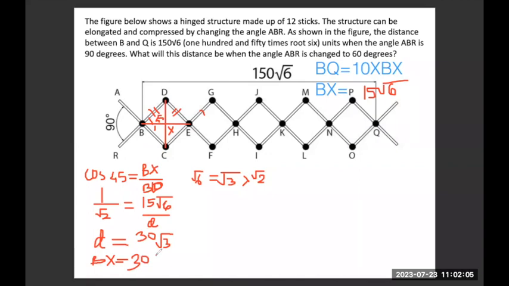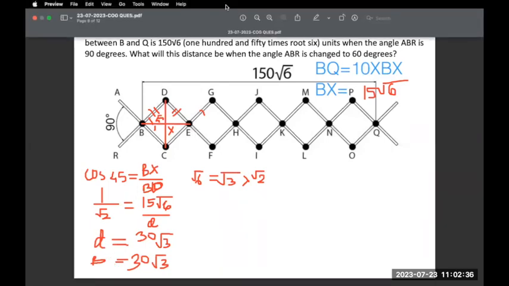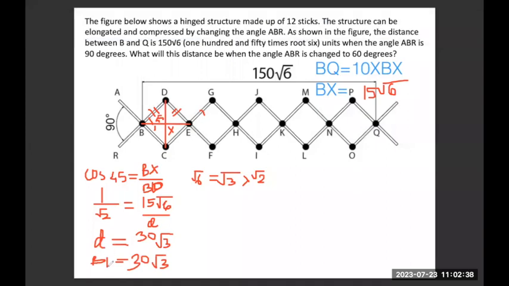Is this clear up to here? Any doubts, any questions anybody has here? All right, chalo. I got the length of BX, sorry, BD. This is BD. I got the value of BD as 30√3.